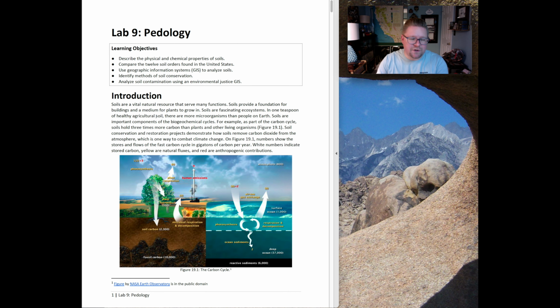So before we start with Part A, I think it's important to mention something very important when discussing soils, and that's going to be the carbon cycle. We know how important soils are. This goes through that context, but I think something that's important to mention is that soils are important components of the biogeochemical cycles. For example, as part of the carbon cycle, soils hold 3 times more carbon than plants do or any other living organism.